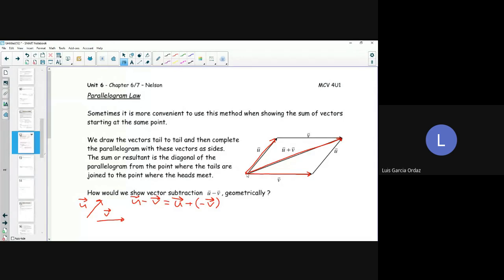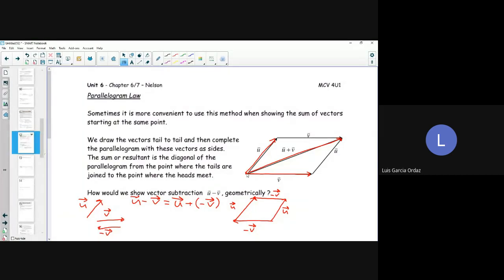Does anyone want to give an answer to that? How would vector v be drawn? Negative v. Same magnitude, opposite direction. So if I were to draw this geometrically, my u starts at the same point. However, my negative v would be coming this way. U would still be going this way. And negative v would be going that way.